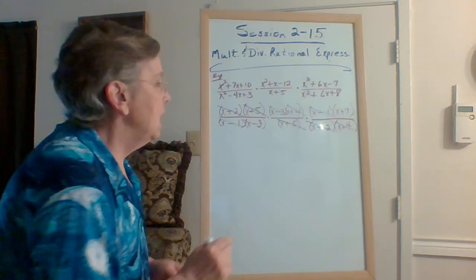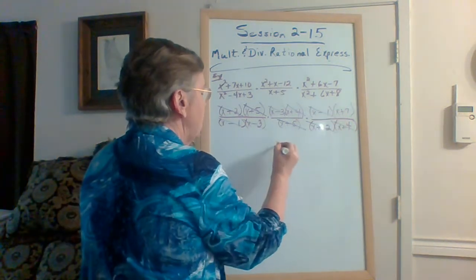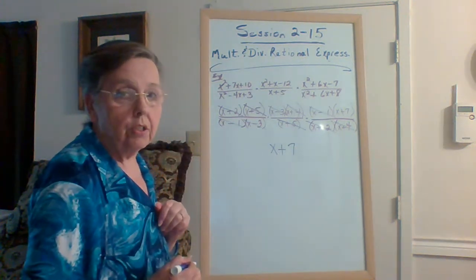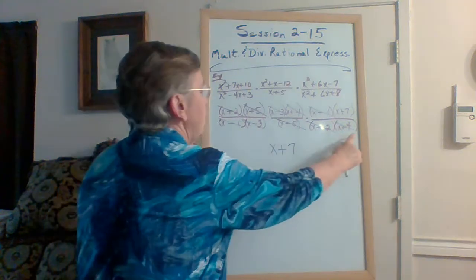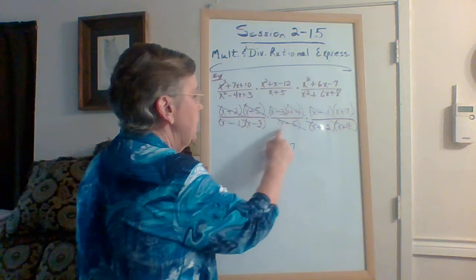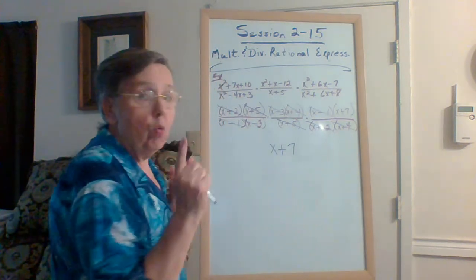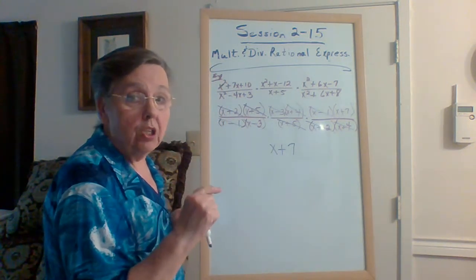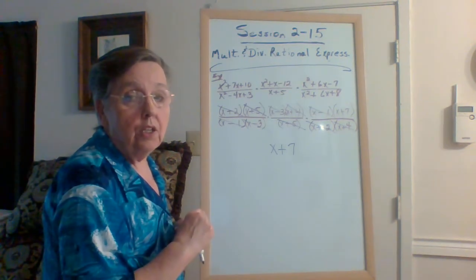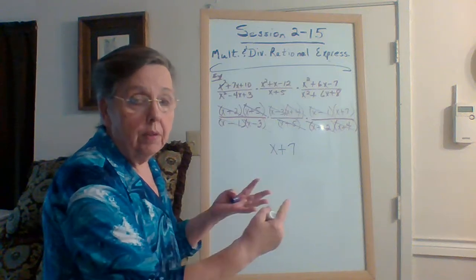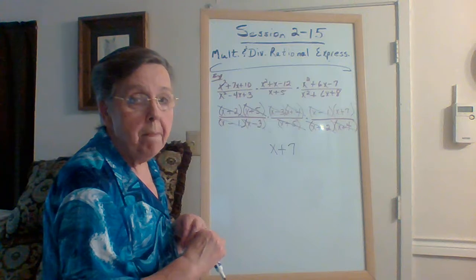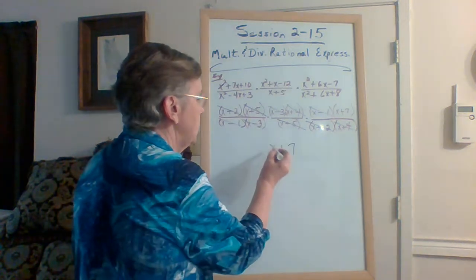So therefore, I only have x plus 7 as my answer. There's no denominator because when you cancel everything, it's 1. 1 times 1 times 1 times 1 times 1 is 1. In a fraction, if the denominator is 1, you do not write it. You only have to write it if the numerator is 1. Okay? So this is my answer.